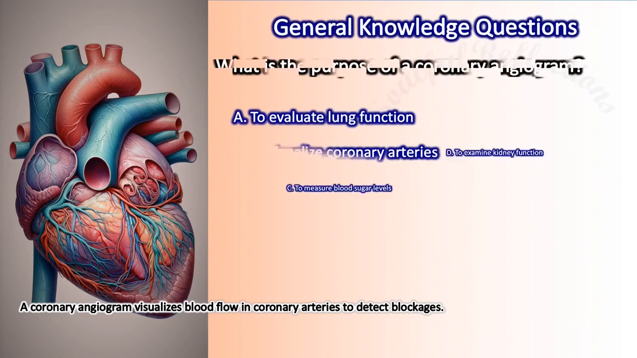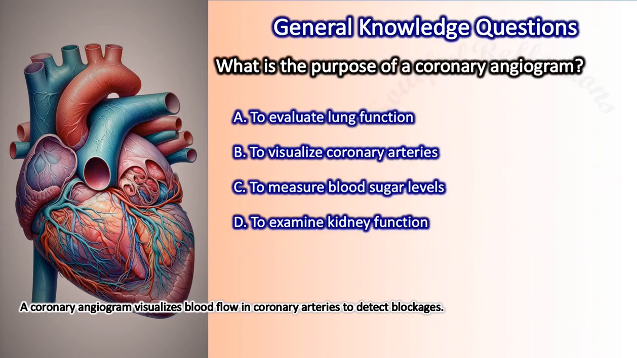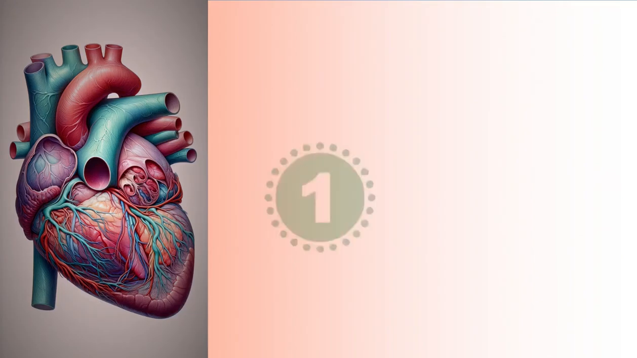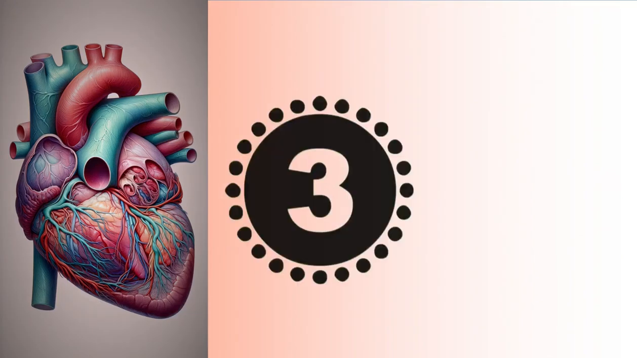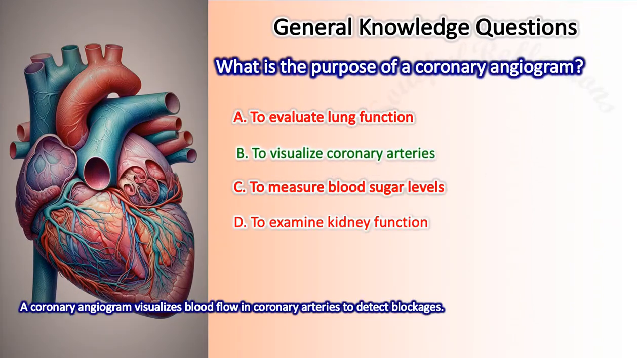What is the purpose of a coronary angiogram? Option 1, to evaluate lung function. Option 2, to visualize coronary arteries. Option 3, to measure blood sugar levels. Option 4, to examine kidney function. The answer is, option 2, to visualize coronary arteries.